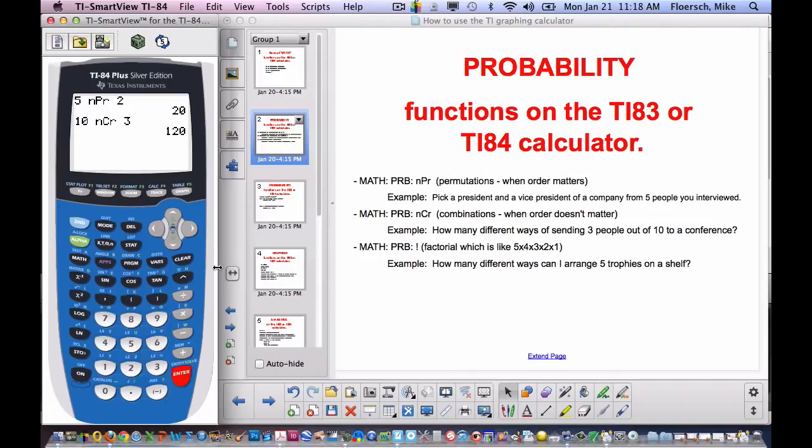Then the other thing we should look at is just a plain factorial, which means if I take a number, for example, 5 factorial, it means 5 times 4 times 3 times 2 times 1. An example of this would be how many different ways can I arrange 5 trophies on a shelf?